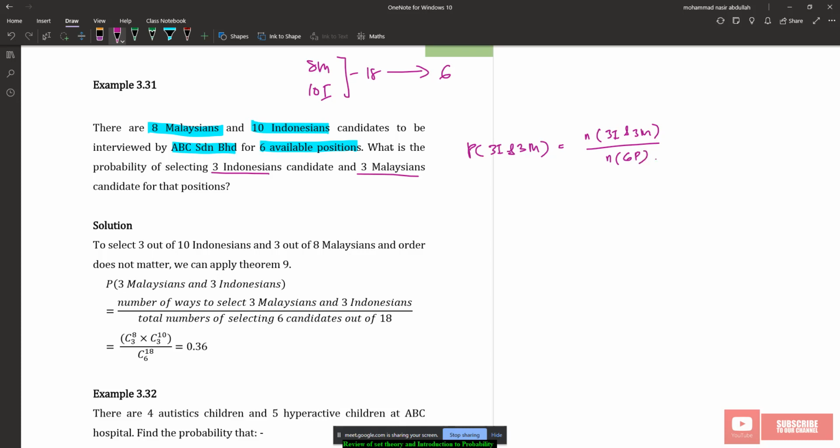To choose 3 Malaysian and 3 Indonesian, we have 10 Indonesian candidates and want to choose 3, multiplied by 8 Malaysian choose 3, divided by all the possible outcomes. We have 18 candidates and are going to choose only 6 positions. So this should be equal to 0.36. So I hope you still remember the counting rules, right?